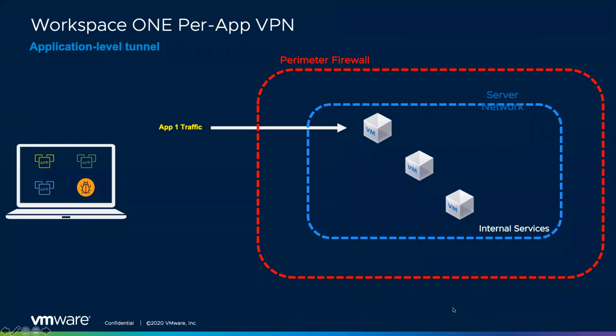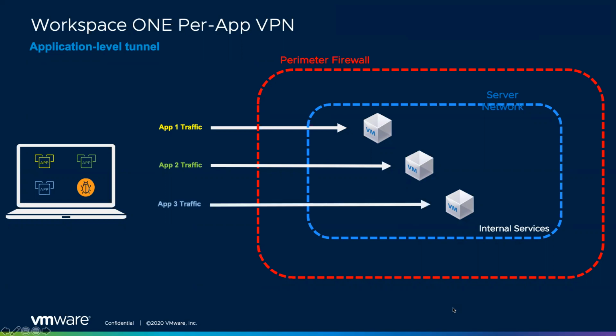So when an end user on this device launches App 1, it automatically creates a dynamic tunnel into the internal resource that App 1 requires. But the rest of the device has no internal access at all, only App 1. When the end user launches App 2, a second per app VPN tunnel is created to the resources that it requires. So now we've got two applications that have got access to the resources they need, but the rest of the device can't access anything. And so on and so on.